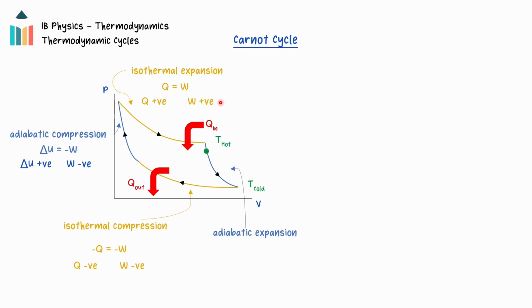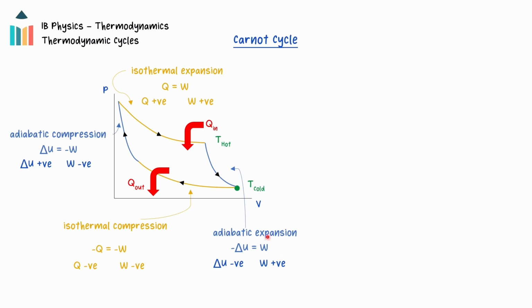Finally, the system will return to its original state through an adiabatic expansion. No thermal energy will enter or leave the system, and the change in internal energy of the ideal gas will be negative, resulting in the temperature dropping. Positive work will be done by the gas as a result of this change in internal energy.